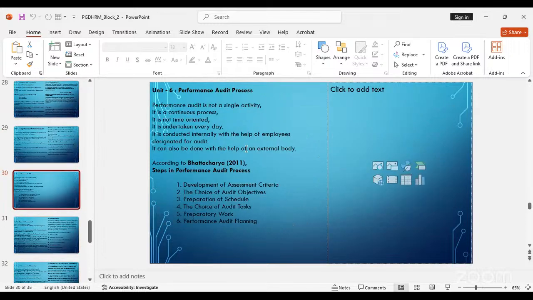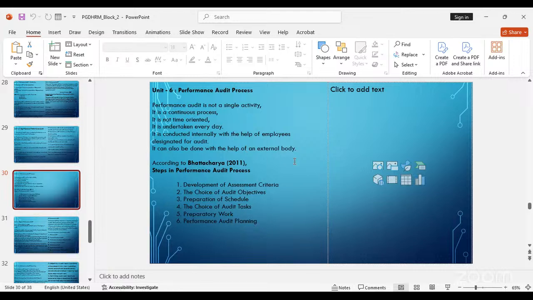And what is the process of auditing? It is not a simple activity. It is a continuous process. It is not time oriented; it takes a lot of time. It is undertaken at every stage, every day. It is conducted intentionally to help the employees diagnose for audit. It can be done with the help of external bodies.